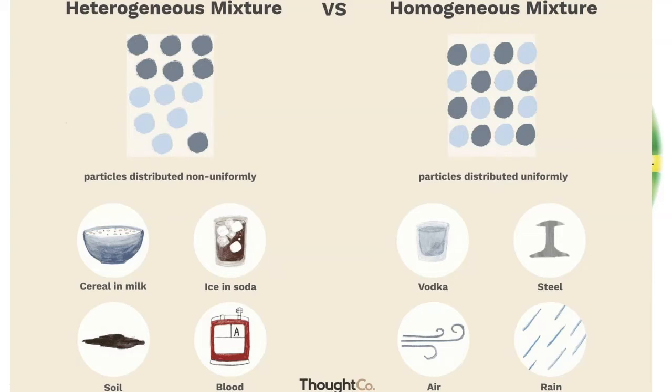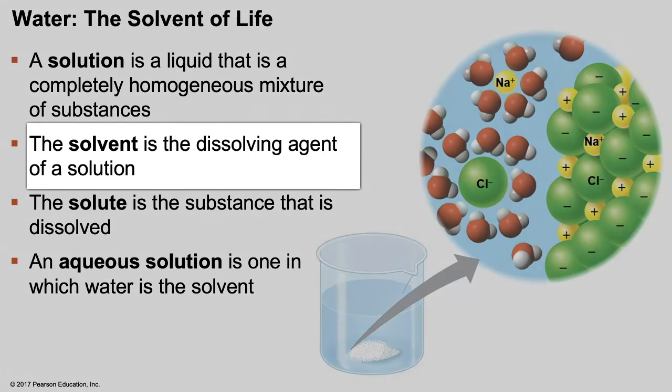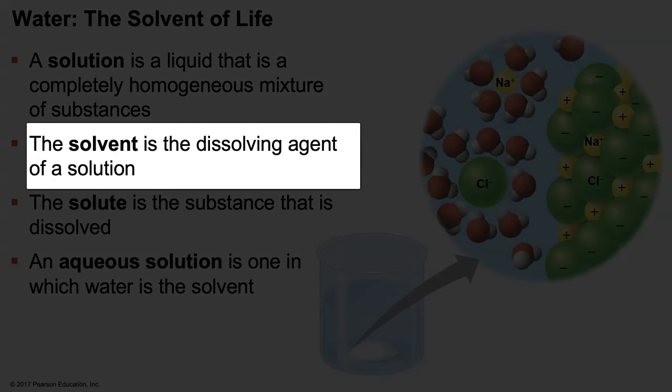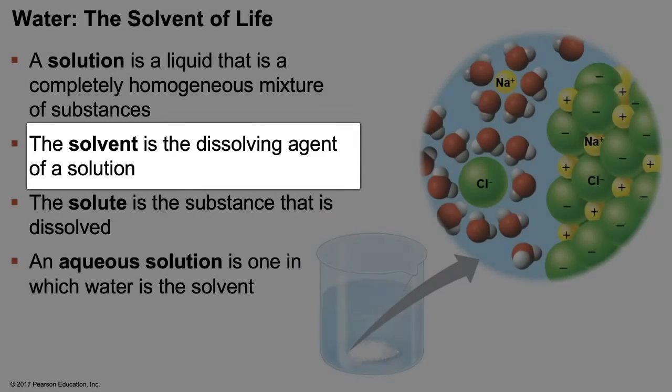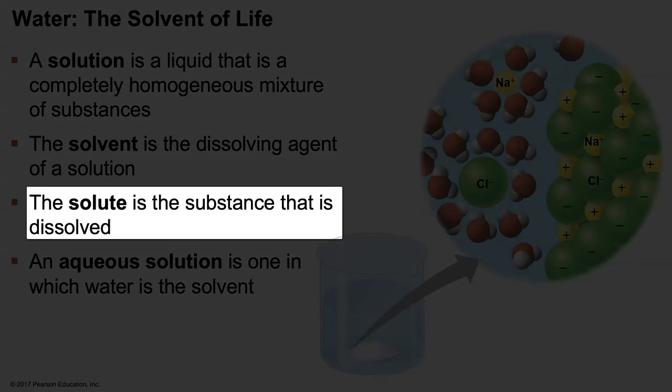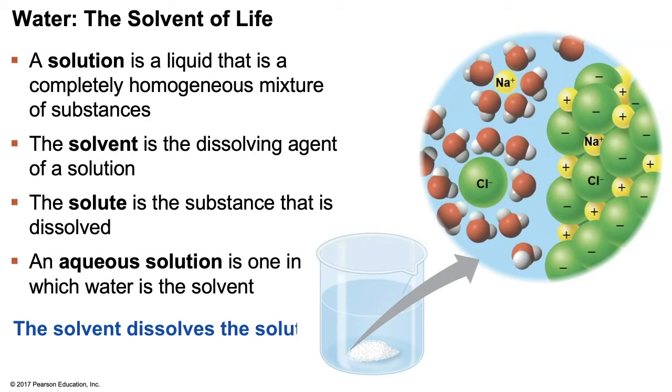Heterogeneous mixtures, on the other hand, can be distinguished, and their mixtures include colloids and suspensions, among other things. In a mixture, the solvent is the dissolving agent of a solution. The solute is the substance that is being dissolved. So just remember, the solvent dissolves the solute.